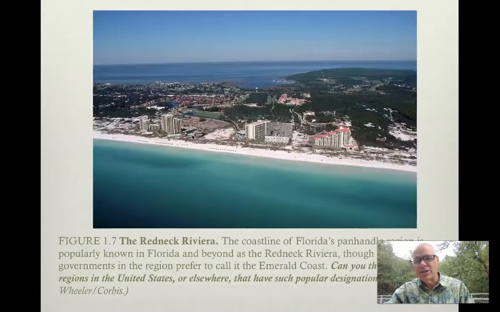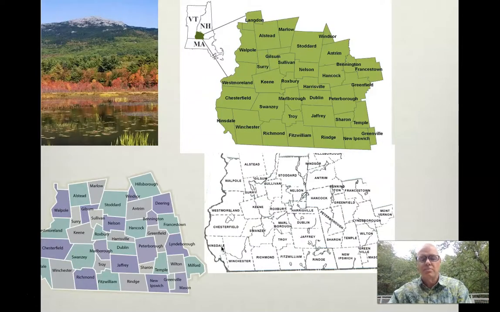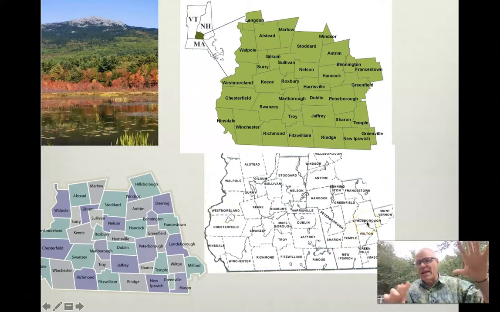One of the examples from the textbook is this part of the Florida Panhandle, which they refer to as the Redneck Riviera. Not the most polite way of referring to it, obviously, but that's what they call that part of the Panhandle. Another good example of a vernacular region would be the one you're in now, which is the Monadnock region, right? All the areas around Mount Monadnock. If you look at what areas of New Hampshire count as the Monadnock region, one thing I like about these different maps that I found is every one of them is different in terms of where the boundaries of the Monadnock region are.